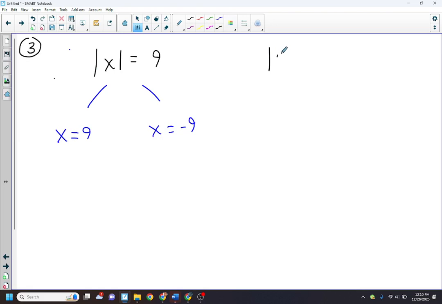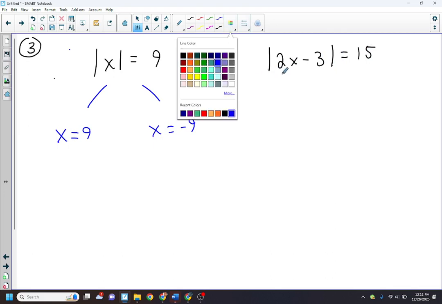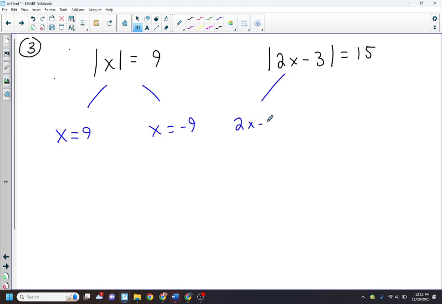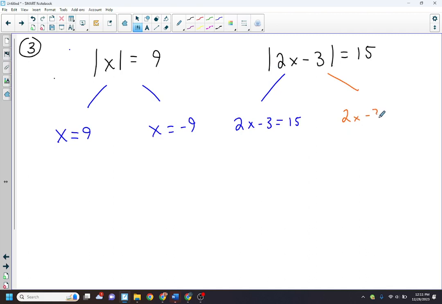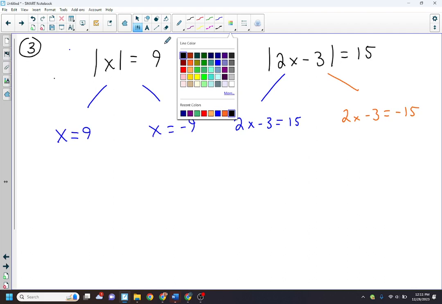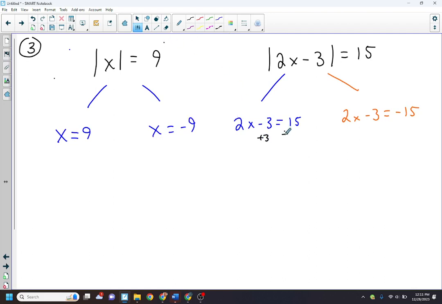If you have an equation, you actually have to do the work. So for example, the absolute value of 2x minus 3 equals 15. We're going to split into two things. 2x minus 3 is equal to 15. And 2x minus 3 is equal to negative 15. Plus 3, plus 3. 2x equals 18. Divided by 2, divided by 2. x equals 9.